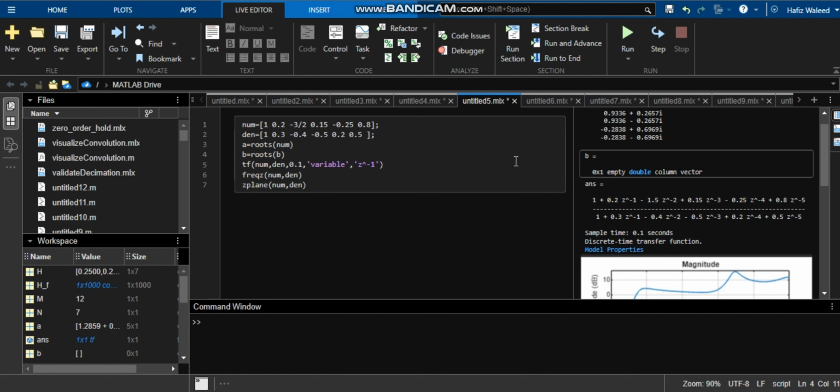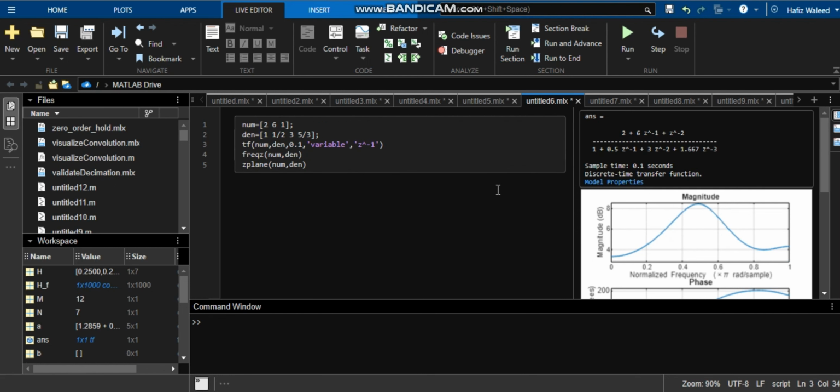Then the code computes the roots of the numerator polynomial using a equals roots, providing insights into the zeros of the transfer function. However, the subsequent line seems to have an error as b is not previously defined.